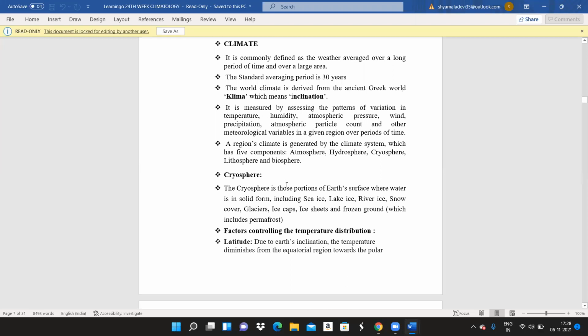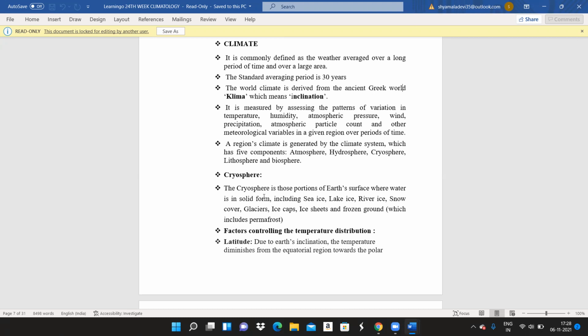What does cryosphere mean? It is those portions of Earth's surface where water is in solid form. That is sea ice, lake ice, river ice, snow cover, glaciers, ice caps, ice sheets, and frozen ground, which includes permafrost. Am I clear? Cryosphere is where water is in solid form. The ice part is referred to as cryosphere. All these are called cryosphere.